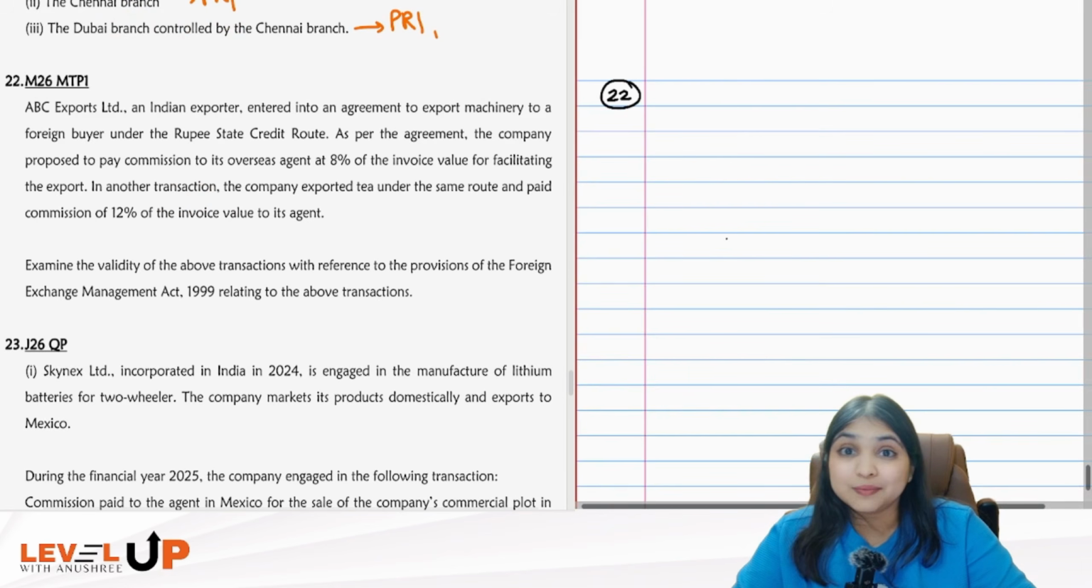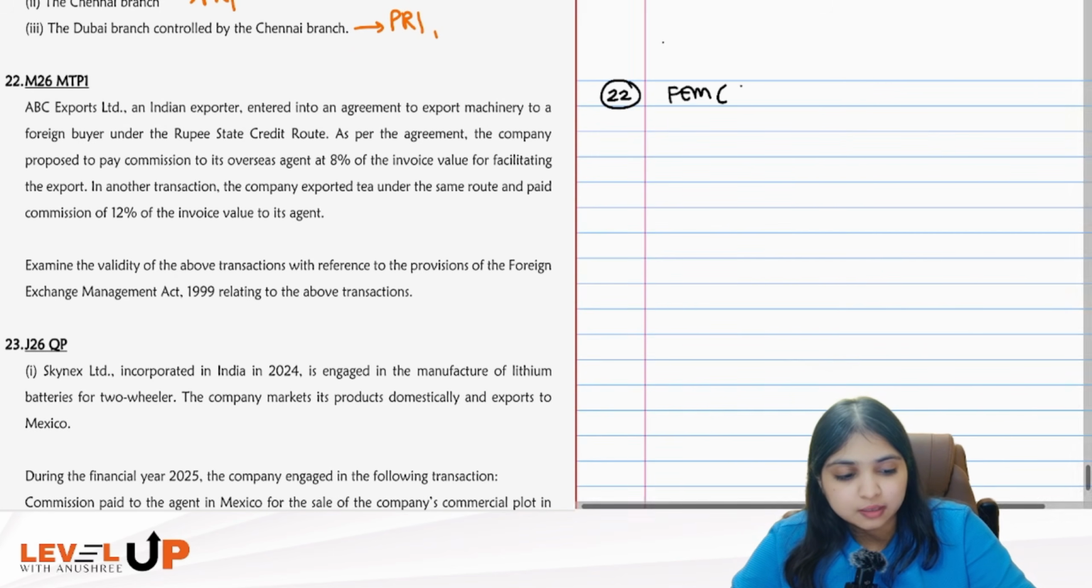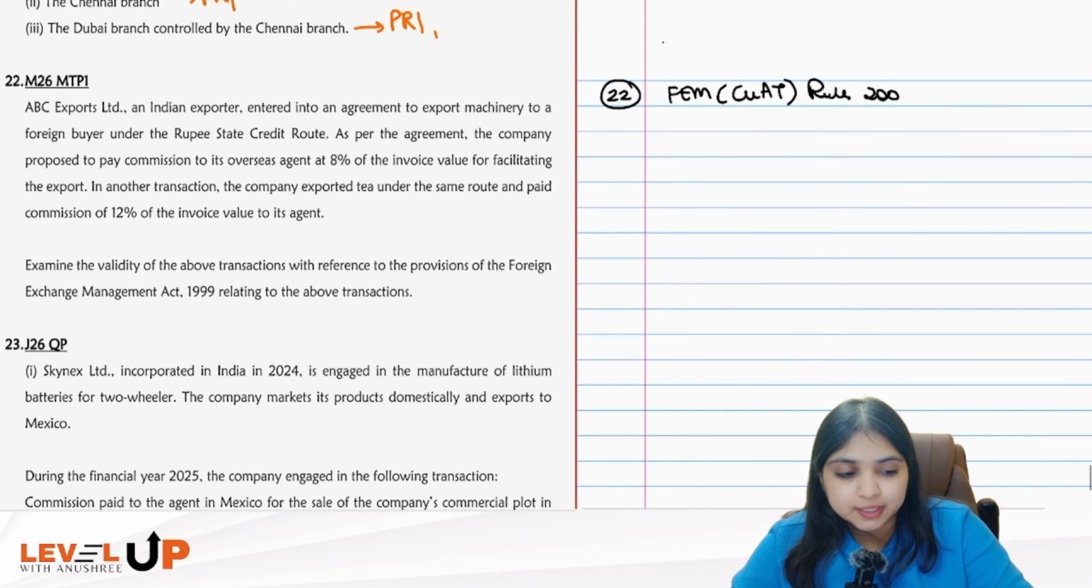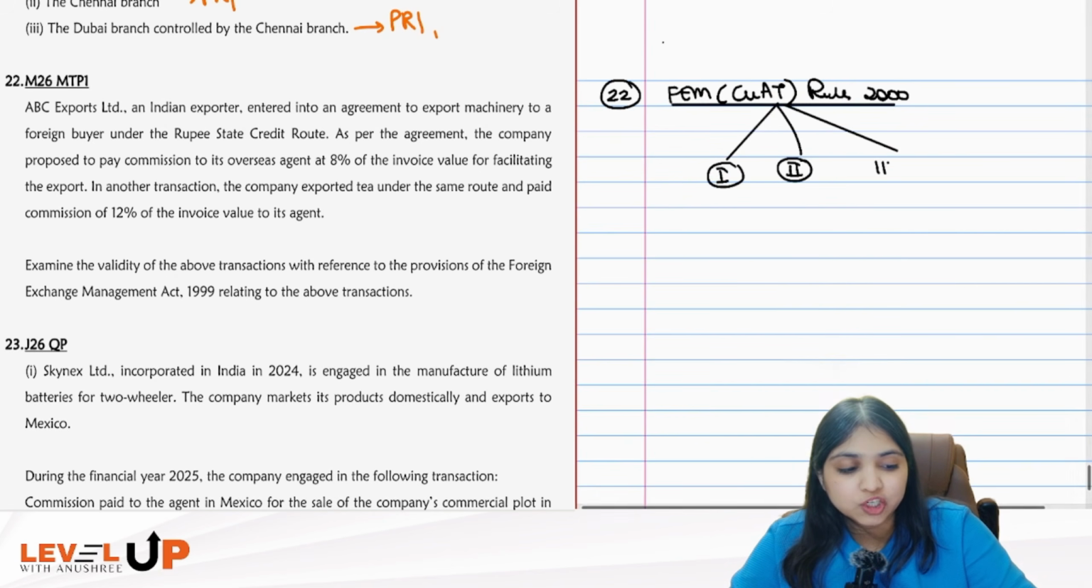Question number 22 is about current account transactions. Let me give you the reminder of the provision first. So we have these Foreign Exchange Management Current Account Transactions Rules, 2000, guys. Now in these rules you have 3 schedules: schedule 1, schedule 2 and schedule 3. Right now I'm talking about schedule 1.